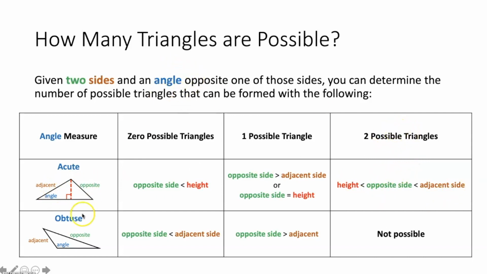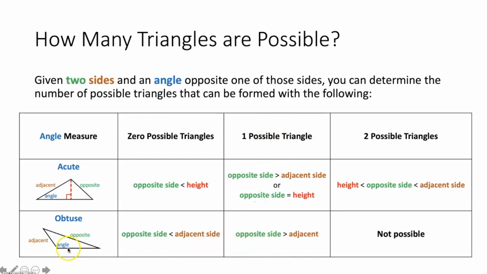If your given angle measure is obtuse, it's kind of nice because only 0 or 1 possible triangles can be formed. And you're just going to look at the length of the side opposite your given angle and the length of the side adjacent to your given angle. If the length of the side opposite your given angle is less than the length of the side adjacent to your given angle, that's when 0 possible triangles can be formed. If the length of the side opposite your given angle is greater than the length of the side adjacent to your given angle, that's when one possible triangle can be formed.